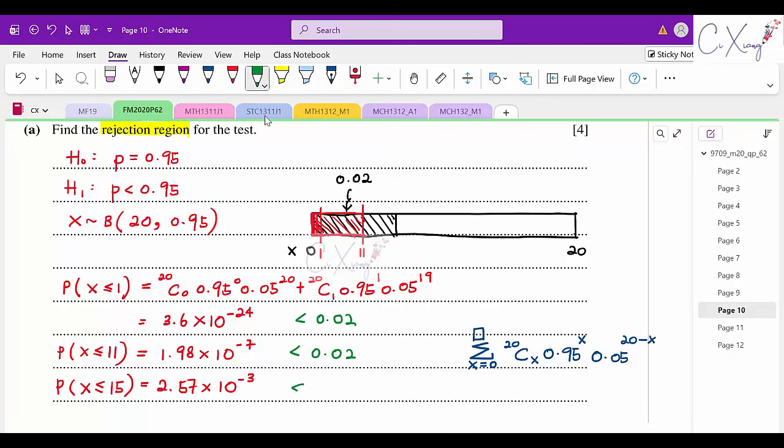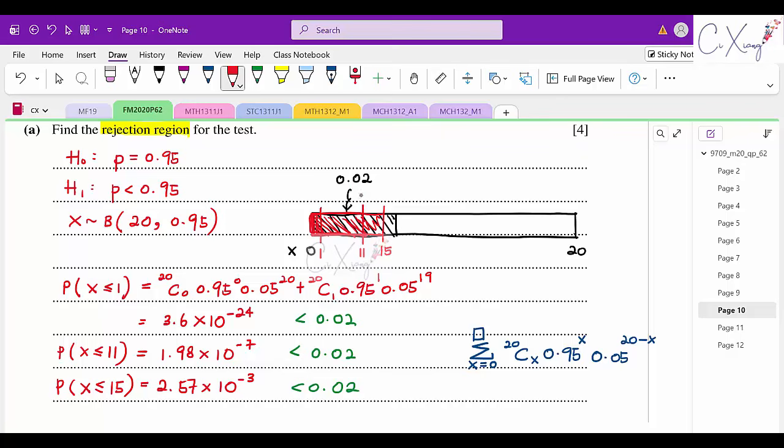It is still smaller than 0.02. So that means if I try to draw the line 15 in the diagram, it is still under the rejection region, because the whole area below 15 equals 2.57 multiplied with 10 power negative 3, which is still smaller than 0.02. But if I investigate further, I will know that this 10 power negative 3 is not too far away from 0.02 anymore.